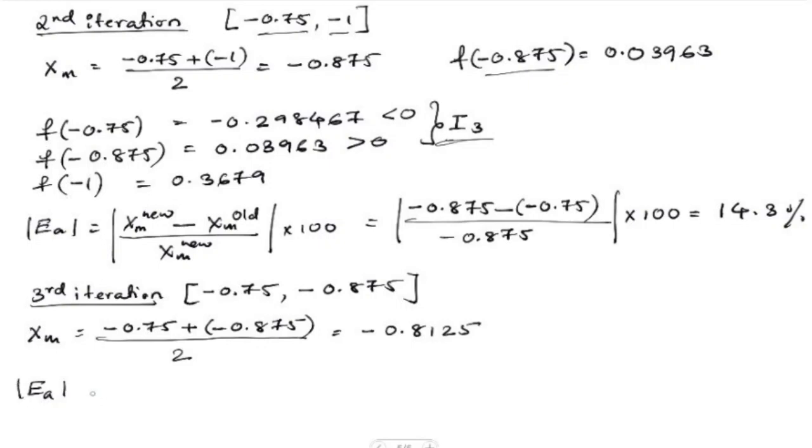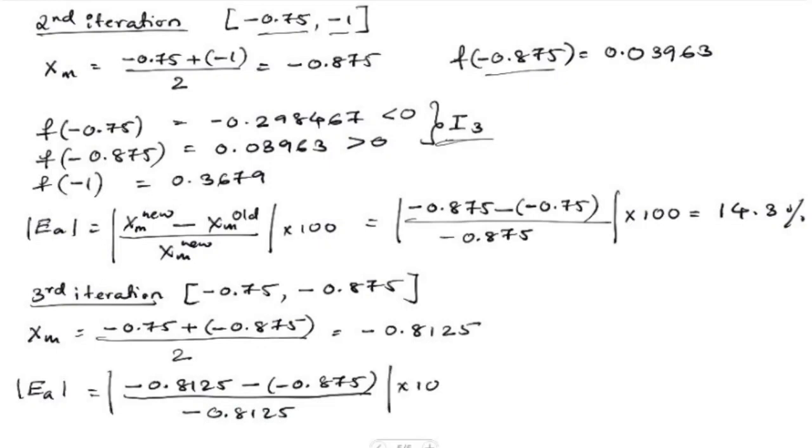Now we find the absolute relative approximate error. Again, I don't want to write the formula, so we take xm new, which is minus 0.8125, minus xm old, which is minus 0.875, divided by xm new, 0.8125. Absolute value of this times 100 gives us 7.69% error. And that's the end of task 2.